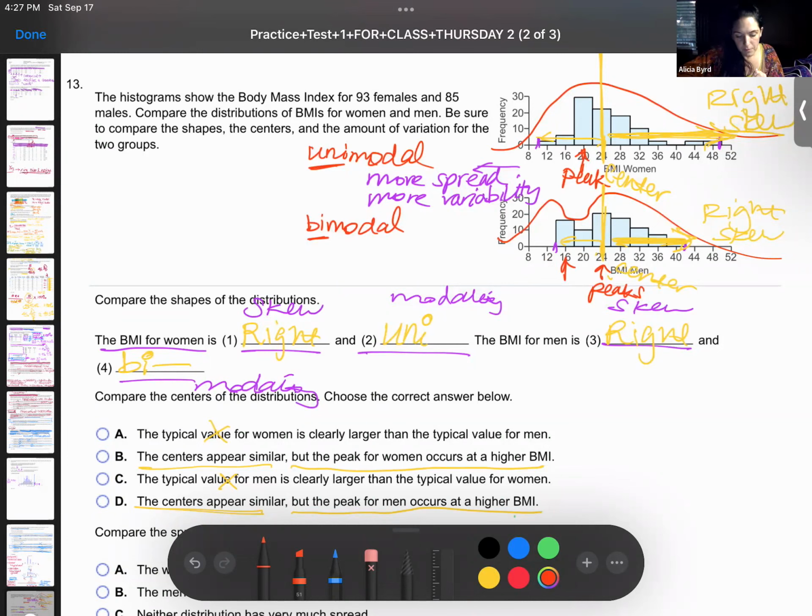So the peak for men, the largest peak of all, the one that's actually my peak value, but that's the second. So that would be the larger of the two. It happens at a higher BMI. The peak for men happens at a higher BMI. So that's the overall peak for the whole thing. But there are two of them on that one.